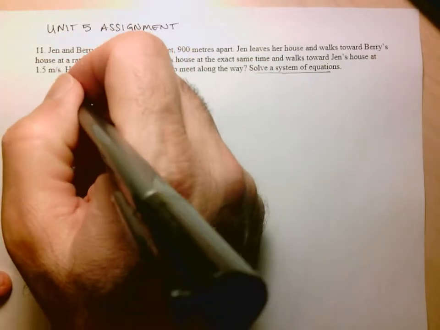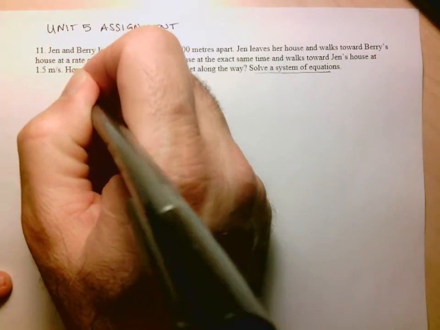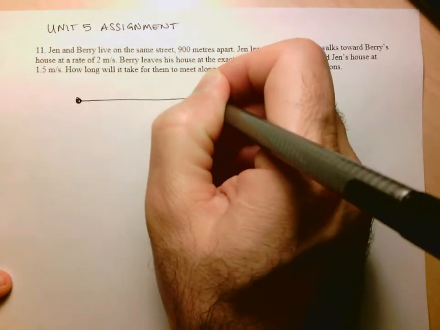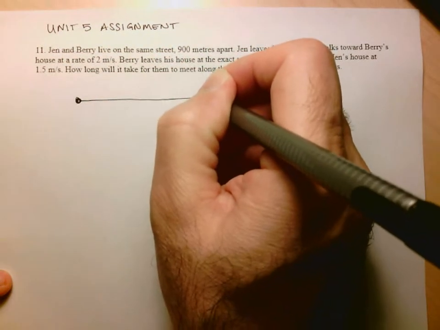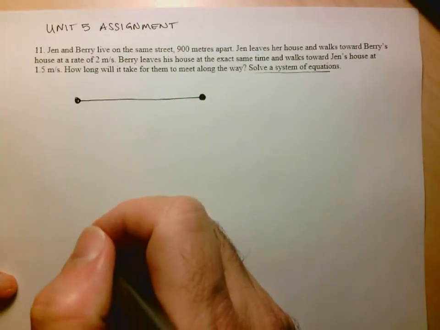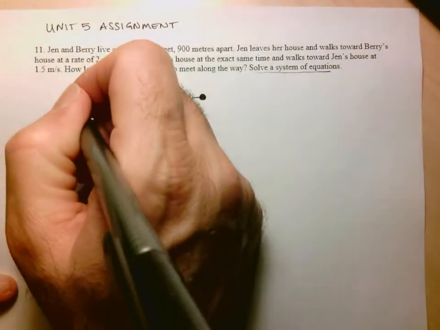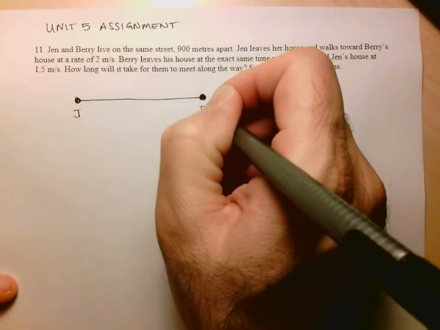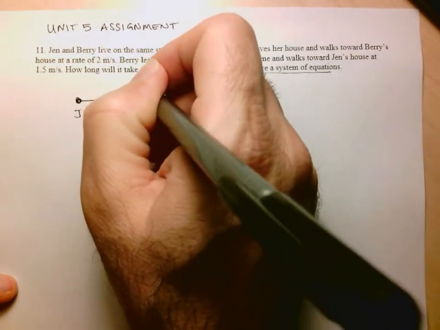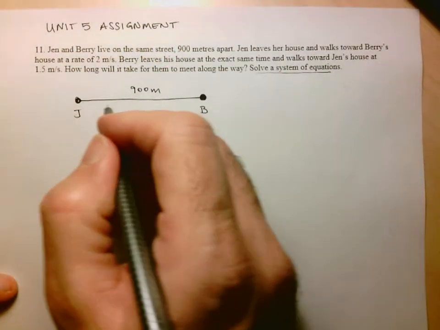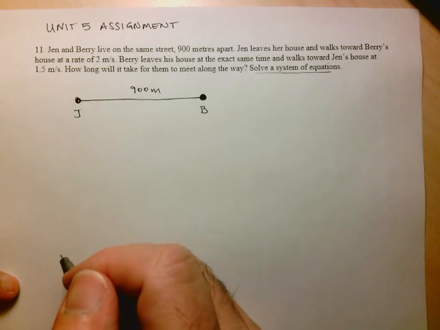Because there's a certain geometry to this problem, I'm going to use a picture to hopefully help me figure out what the equations are going to be. Let's say this is Jen's house and this is Barry's house, and they live 900 meters apart, and we'll assume that's the direct distance from one house to the other.